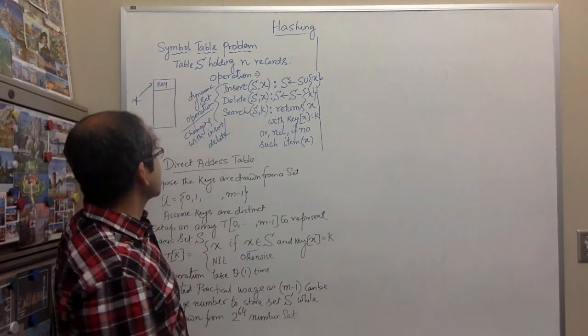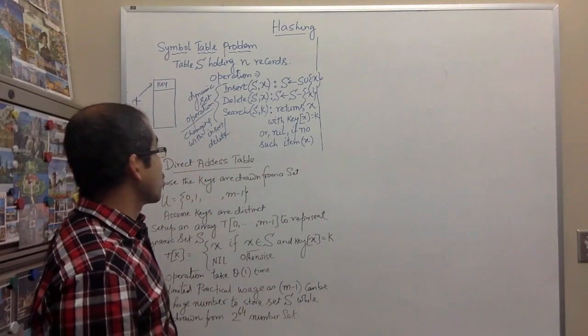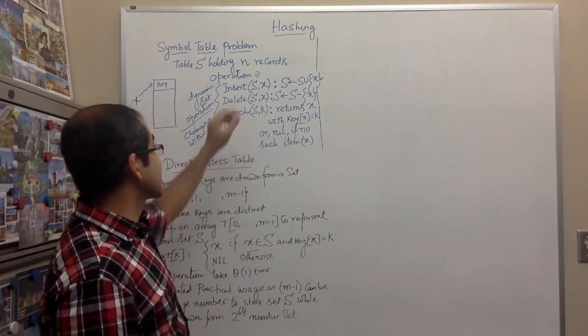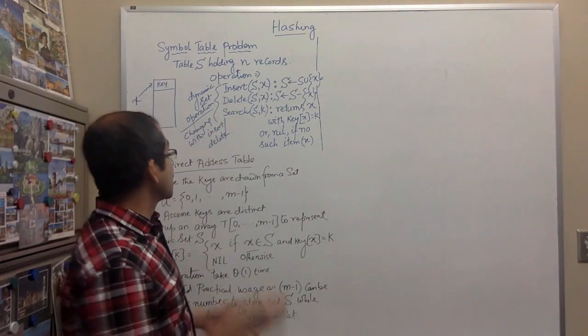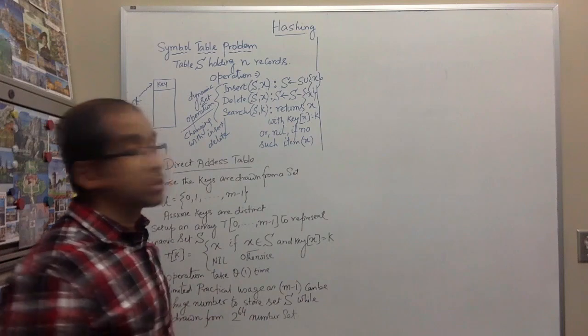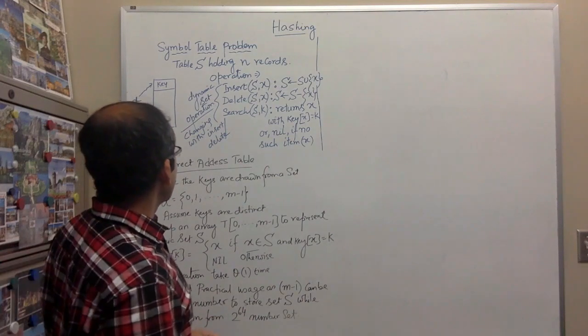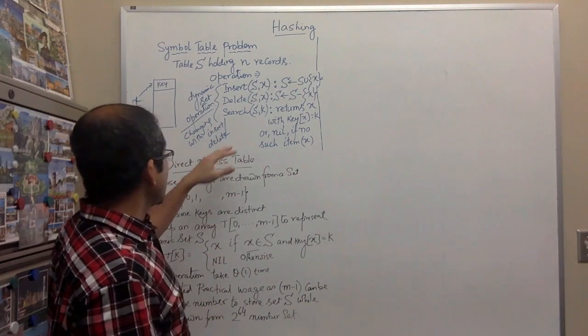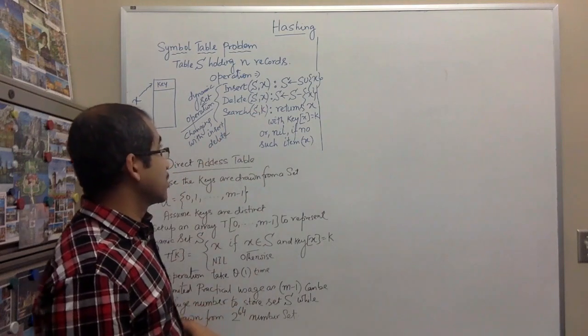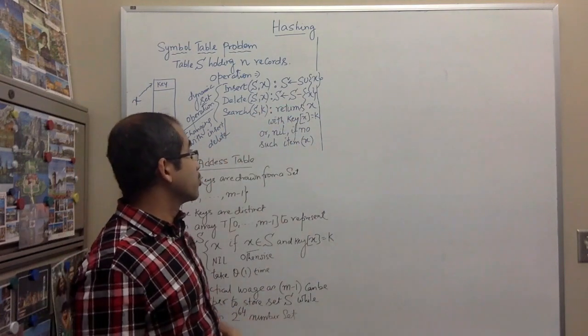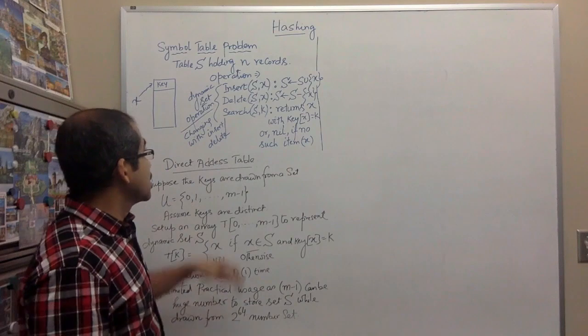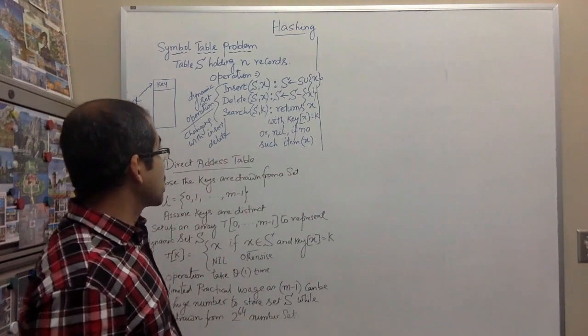Consider a table S which holds n different records. They will have operations like insert(S, x). So in the table S, you insert a record x. Then you want to delete a record from the table, so the delete operation will remove the record x. You want to search a record with a given key.